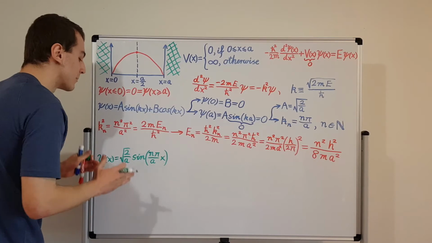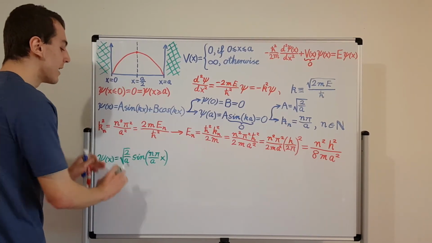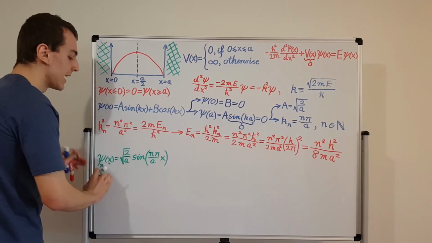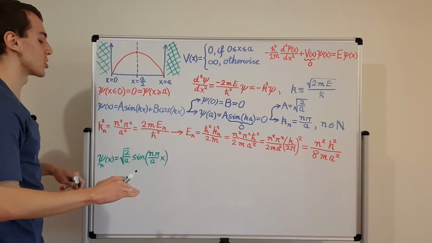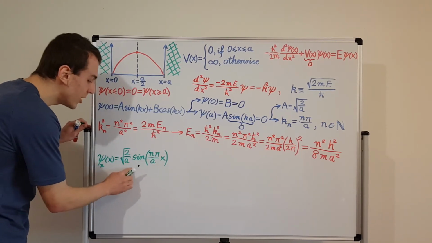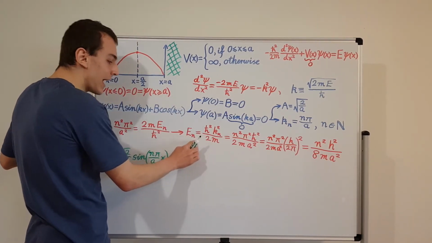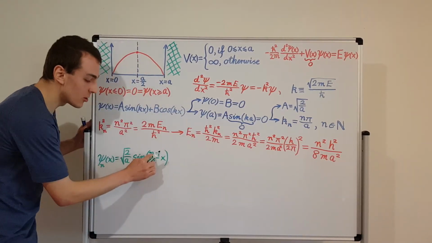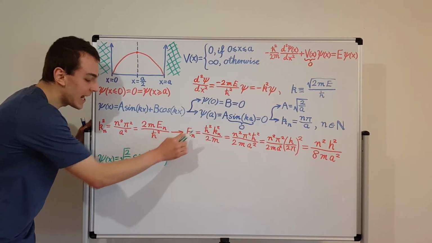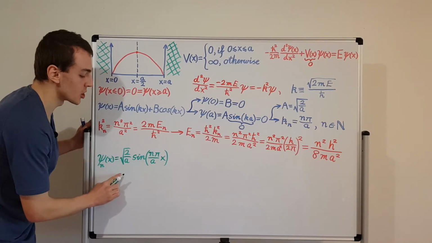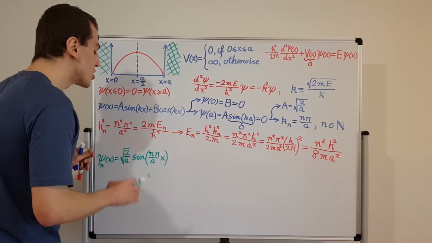So if you initiate the system in one of these wave functions, it's just going to stay in one of those wave functions. And it's going to have an associated energy that's given by this equation over here. So an E sub n, the same n that's associated with this n over here, is the associated energy with this eigenfunction.